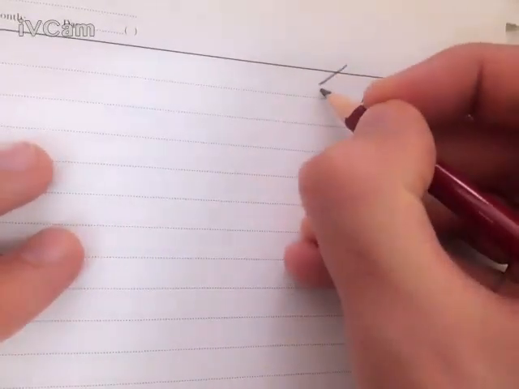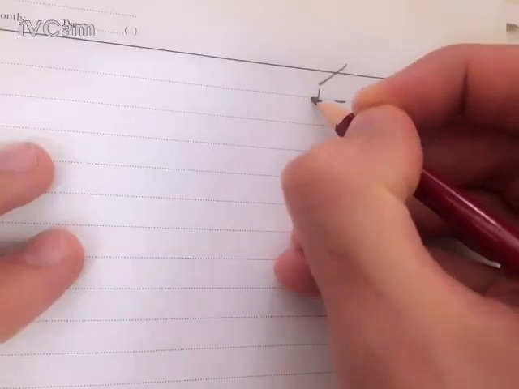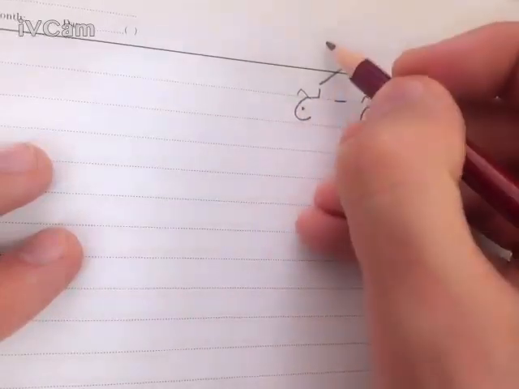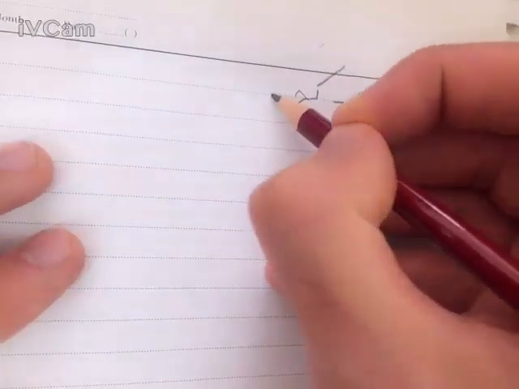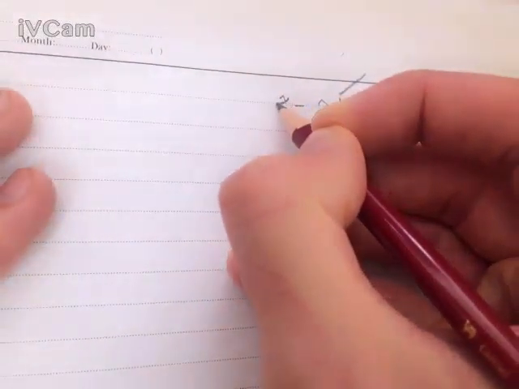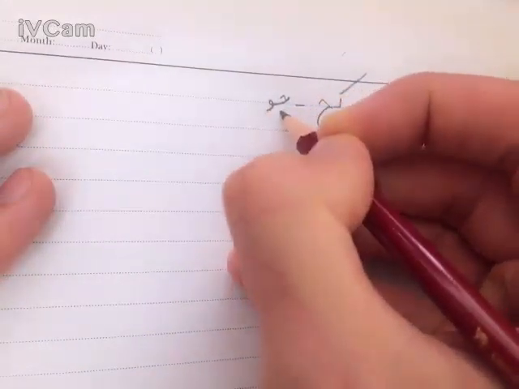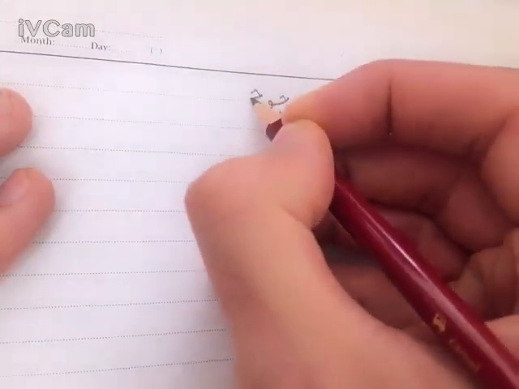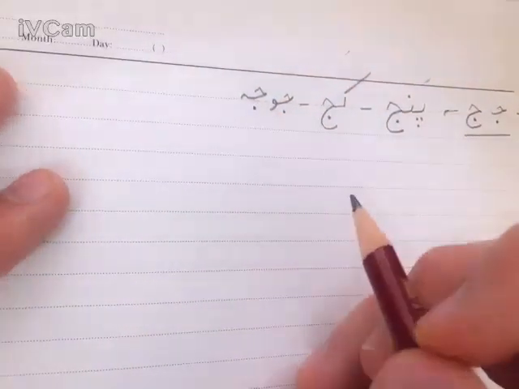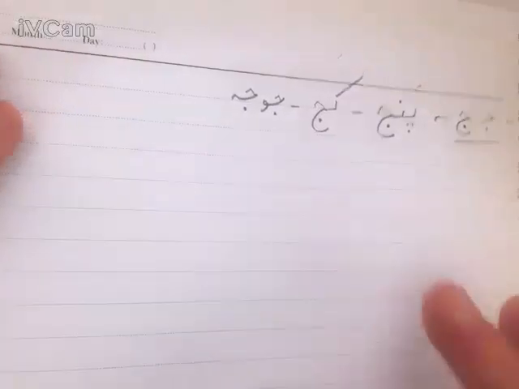Catch. K, catch. For the last one, we have Ju, J. Ju, J, which is a chick.